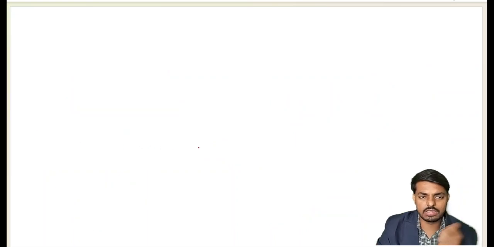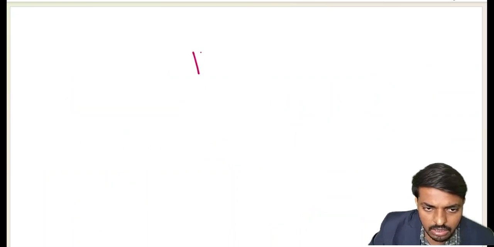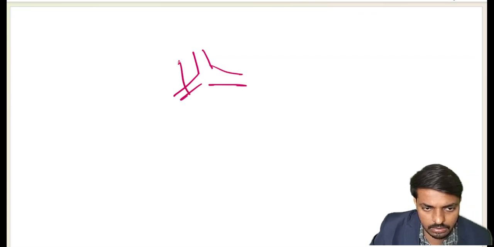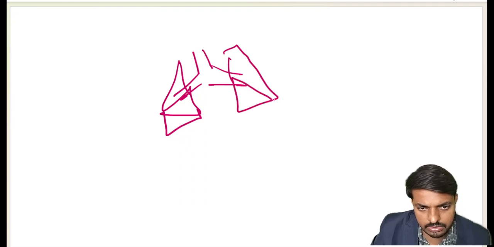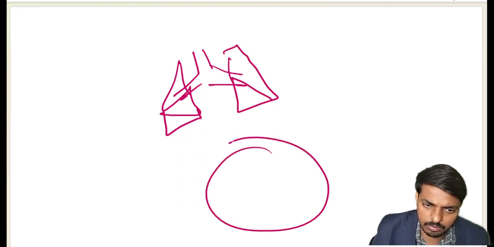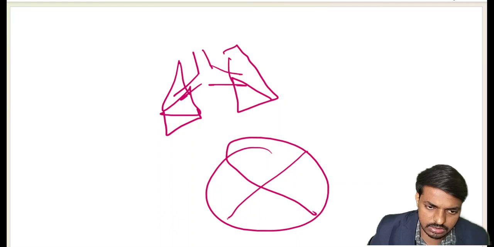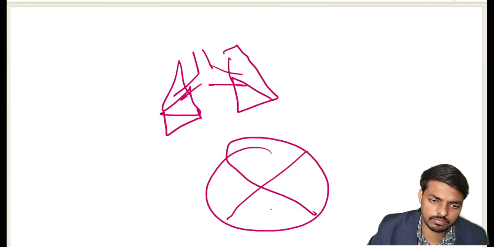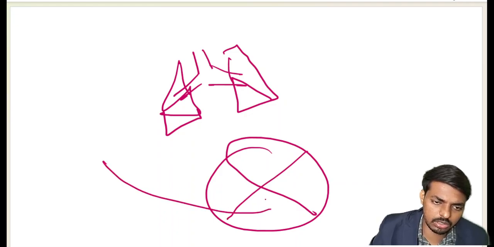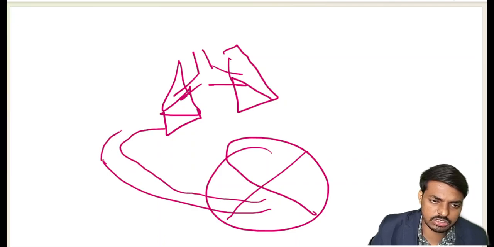Don't worry. See, these are our beautiful lungs. Let me take a diagram first. This is our lungs with the two lobes, and here is our beautiful heart. As all of you know, from the right ventricle the pulmonary artery originates and goes to the lungs for oxygenation.